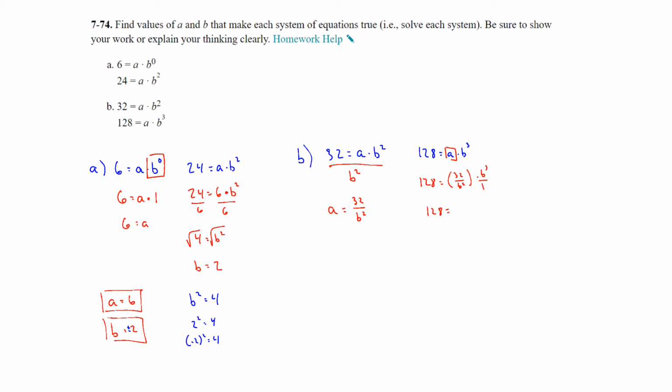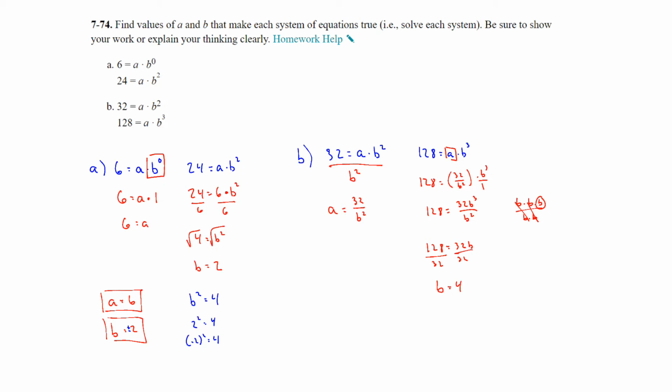Let's see, we get 32 times b cubed over b squared. We can simplify that because you could subtract your exponents or expand it out and see that this would give us 32b. Remember, b cubed is b times b times b over b squared. So those two equal 1, and then you're just left with 1b. And now we can divide by 32. And it looks like b would be 4.